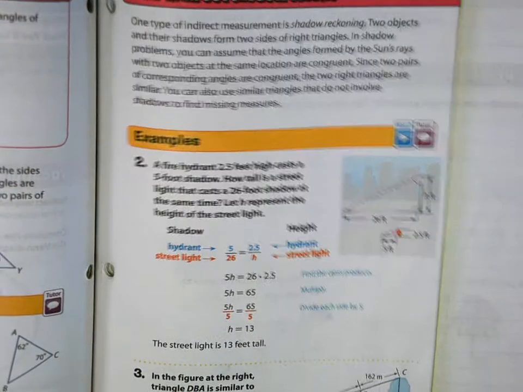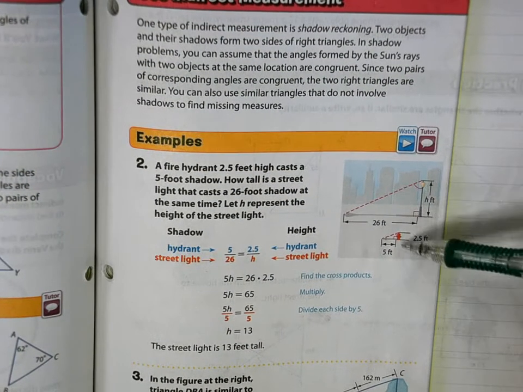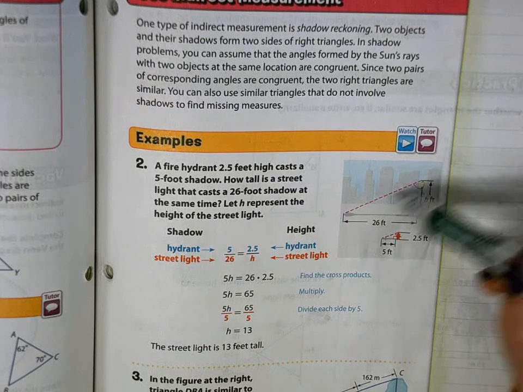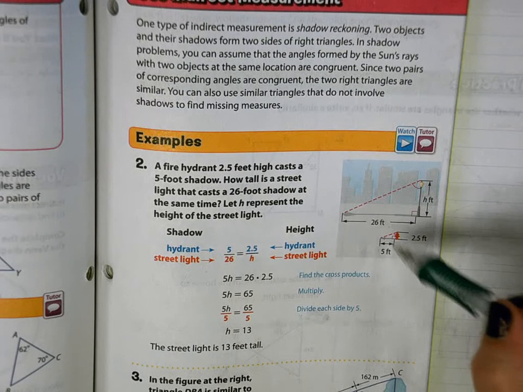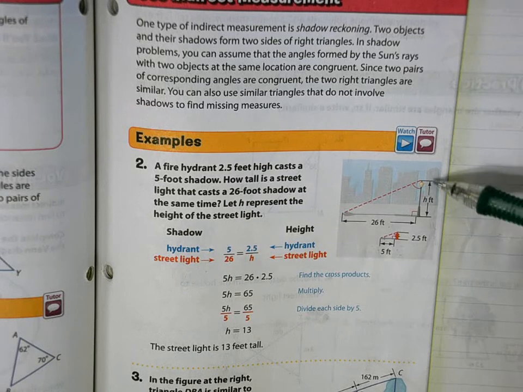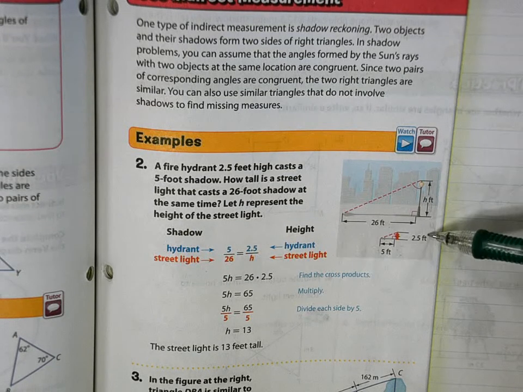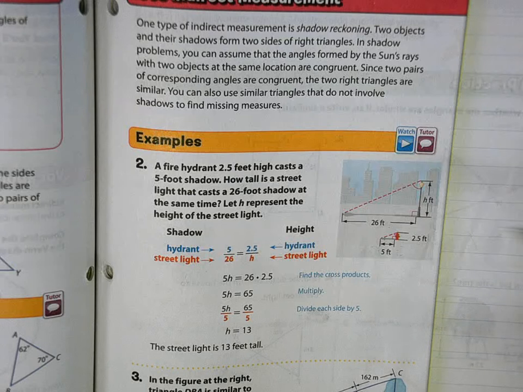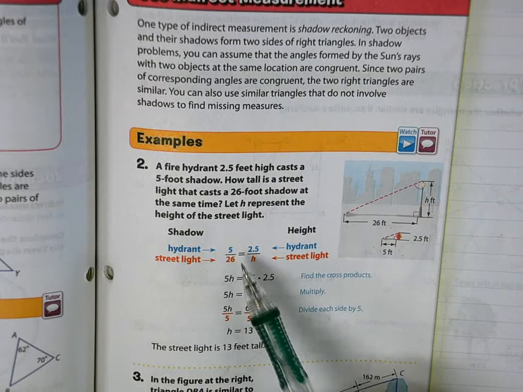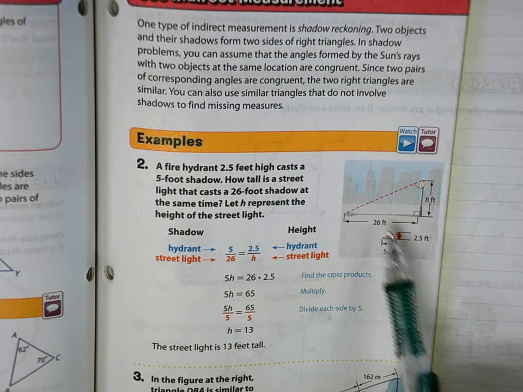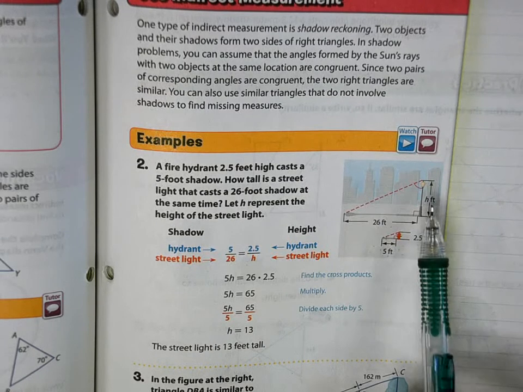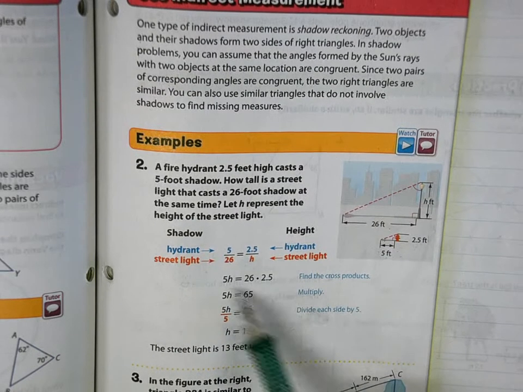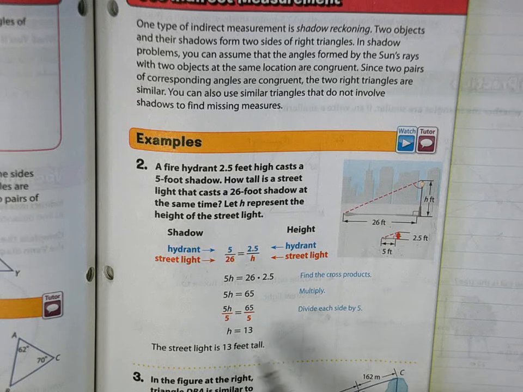So this one is a street light, and then there's a fire hydrant, and there's a shadow of 26 feet here, and a shadow of 5 feet here. You guys see that? We don't know the height of the street light, but we know the height of the fire hydrant. So you just set it up like a ratio. So 5 to 26, that's the shadows, right? Equals 2.5 to h. And then remember how you cross multiply and then you divide to get this? You guys remember doing that?